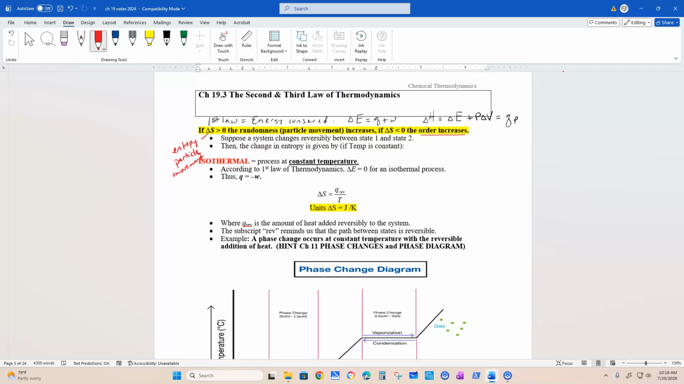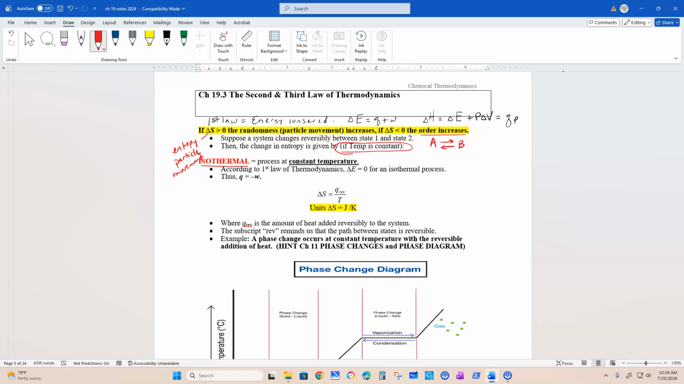So suppose the system changes reversibly between state 1 and state 2. So you have A makes B and B makes A, it goes back and forth, back and forth. Then the change in entropy is given by, and you have an equation, as long as temperature is constant. Well, we have a name for this. It's called isothermal. Isothermal means that something is constant temperature, just means that it's not changing.